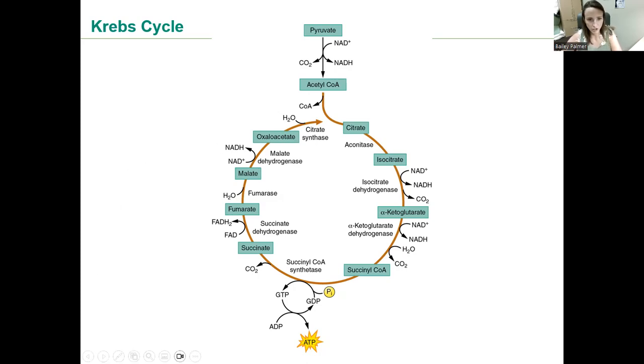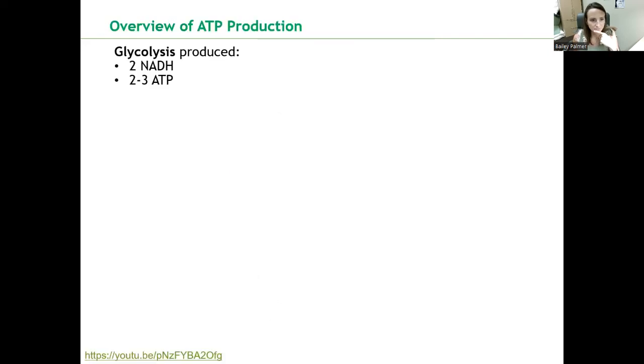So whichever flowchart you want to use to study this, you don't even have to know the order in which these molecules are produced. You mainly just have to know the products of production, which I'll talk about on the next slide, as well as the rate-limiting enzyme and where that ATP or that GTP is produced.